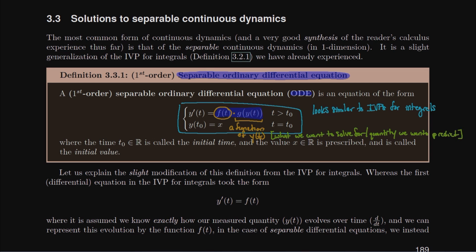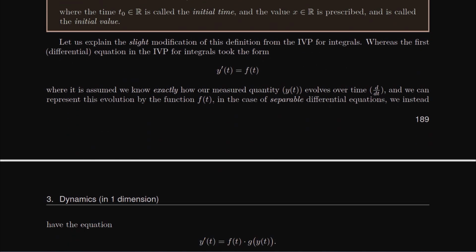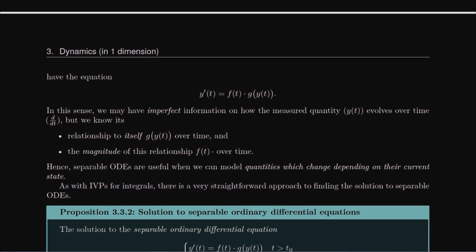So now there's a function of that quantity which is occurring on the right-hand side. It's been multiplied by the function we had before. So we made our lives a little bit more complicated, and we're going to see that the solutions are a little bit more complicated, but it's important that we have the ability to solve equations of this form. Reason being, which I describe in the next section, where in the case of IVPs for integrals, we almost are asking too much out of the equation itself.